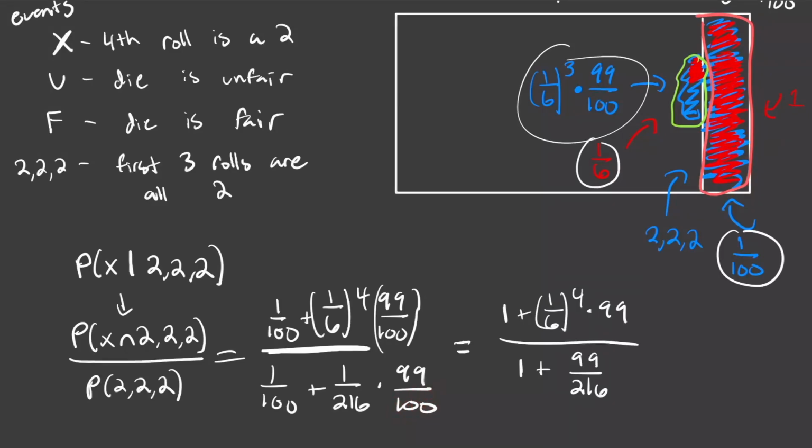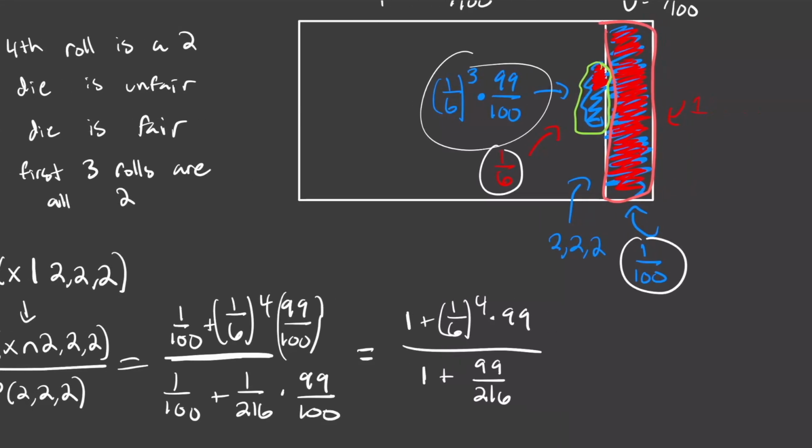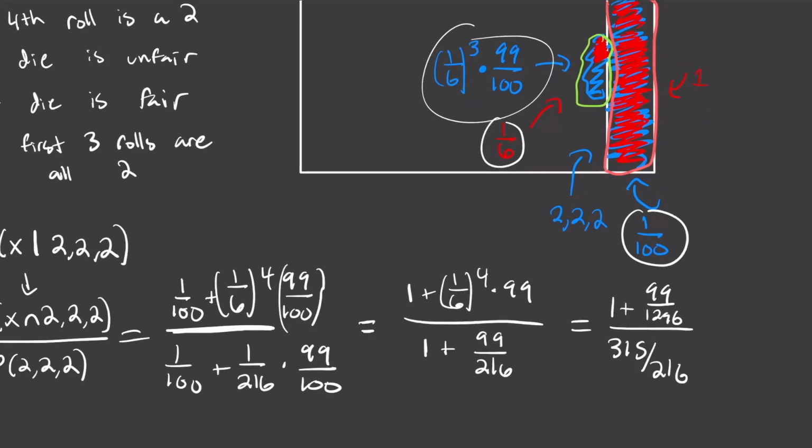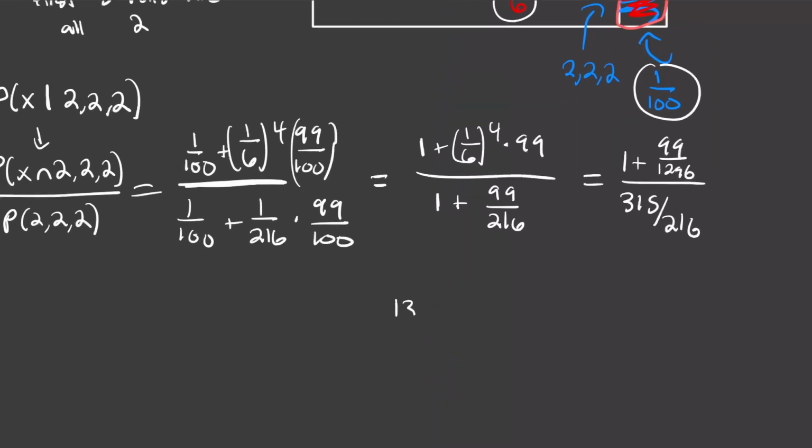And then the rest of this is just basic algebra. I can cancel out a factor of 100 from all of these terms, and I get something like this. So now in the denominator, when I add 1 to that, I'm going to get 315 on 216. In the numerator, I get 1 plus 1 on 6 to the fourth, which is going to be 1 on 1296. Then multiply that by 99, so we'll have something like this. And then this is going to give me 1395 on 1296. And then I'm going to multiply by the inverse of this, which is going to be 216 on 315.